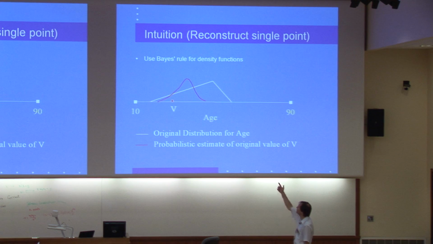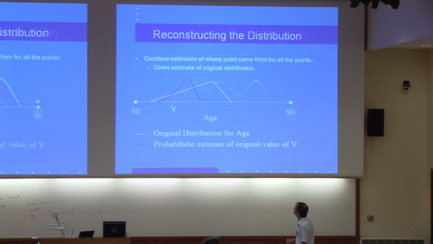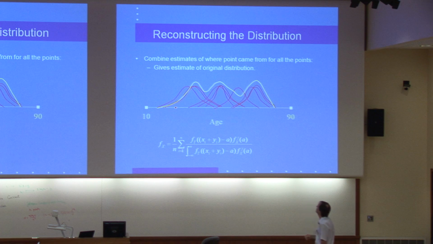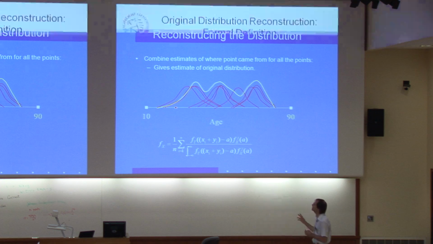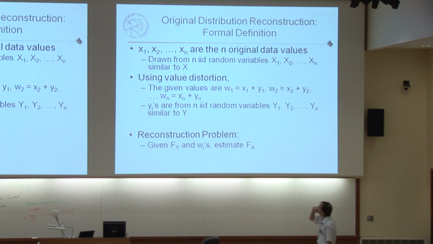So if our original distribution is actually way over, our estimate for that value may be quite a ways off. By doing this and combining it for all the points, we can use Bayes' rule to come up with a distribution. I'll give a brief example of how this works.